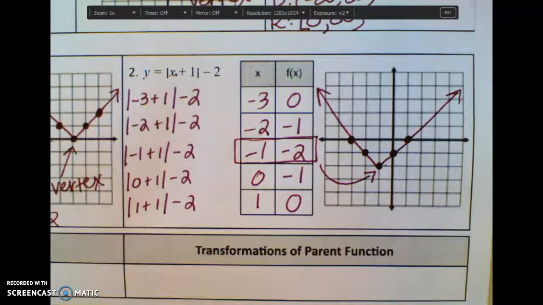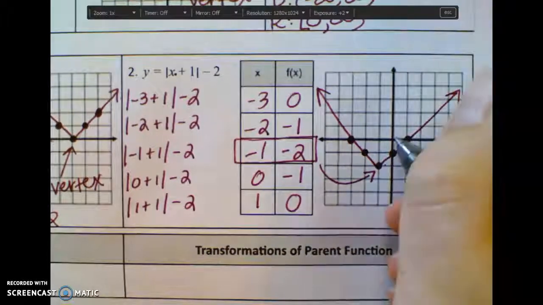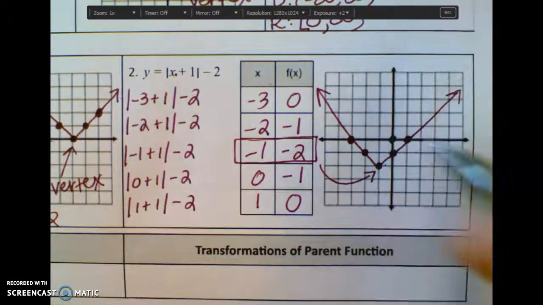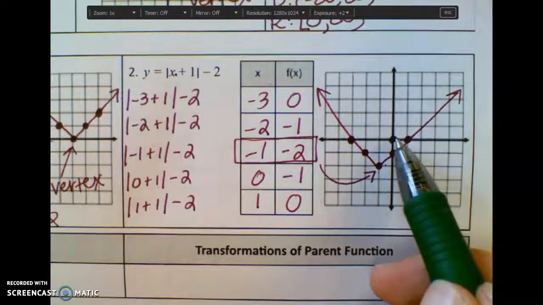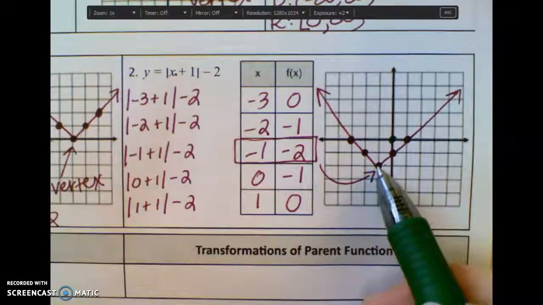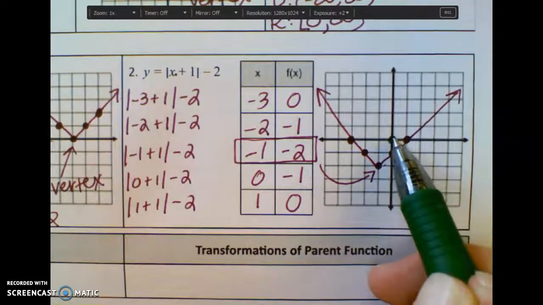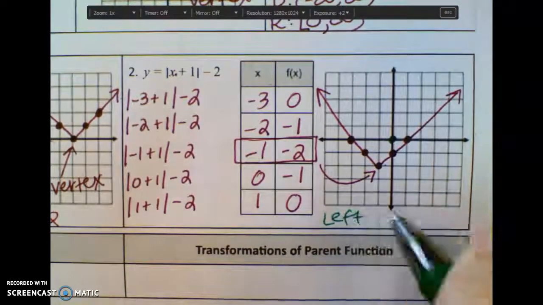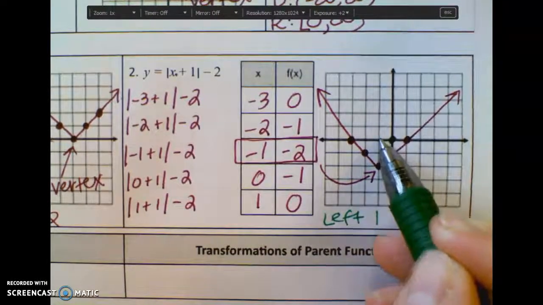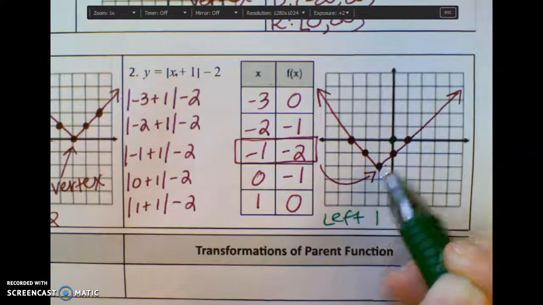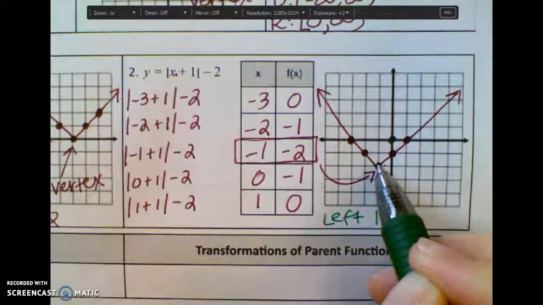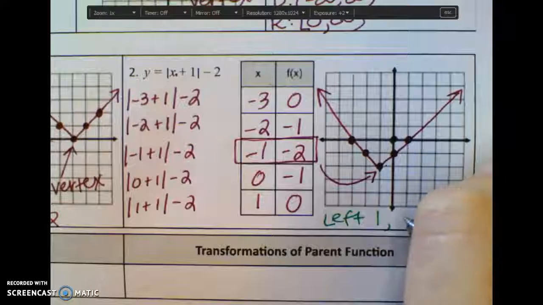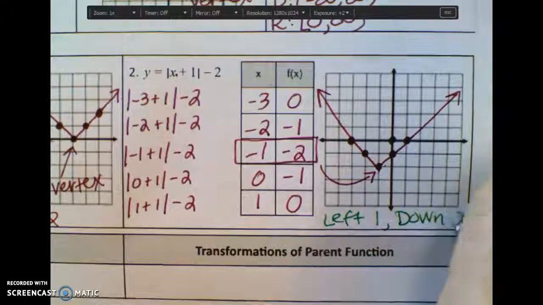So let's talk about the parent function. Remember, the parent function starts at 0, 0. So if I'm going from 0, 0 to my new function, where did we go? Well, we started out by going left 1. We went left 1, and then we went down 2 to get from the parent function to the new function.